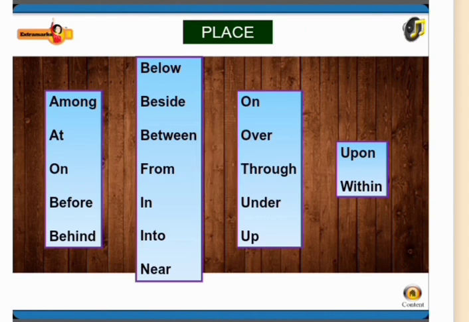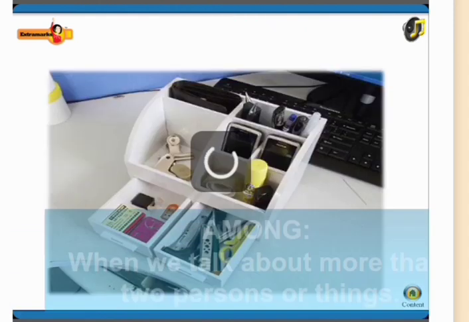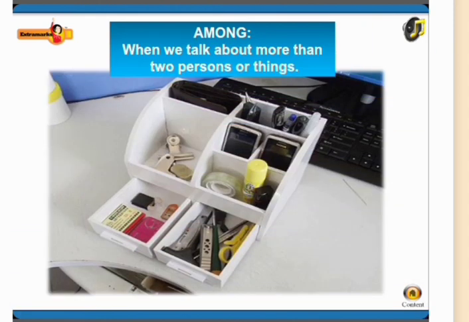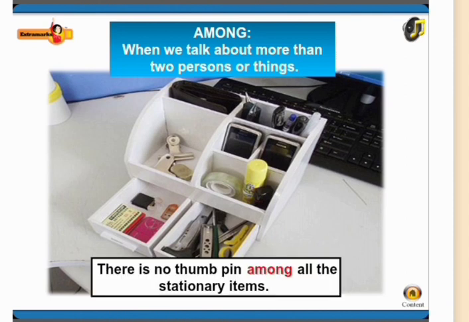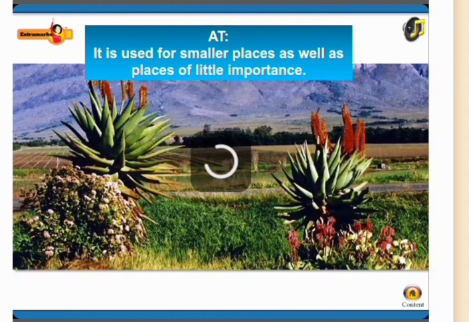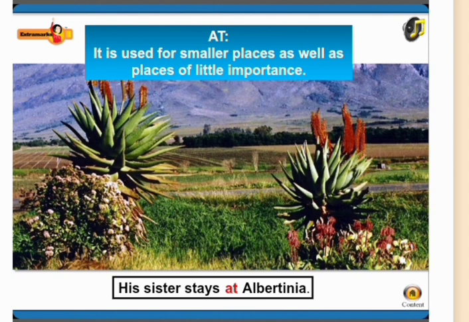Some prepositions of place are among, at, on, before, behind, below, beside, between, from, in, into, near, on, over, through, under, up, upon, within. The preposition among is used when we talk about more than two persons or things. For example, there was no thumb pin among all the stationery items. The preposition at is used for smaller places as well, as places of little importance. For example, his sister stays at Albertinia.